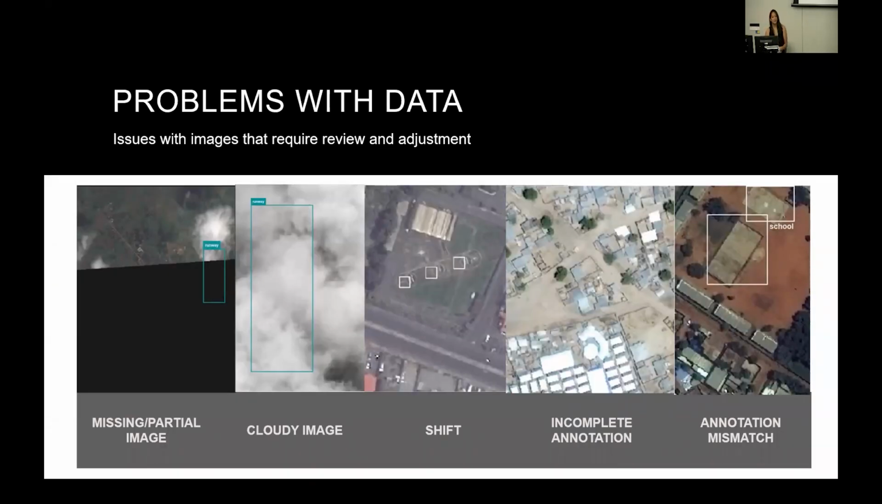Problems you'll run into with this is there's still going to be issues that require review and adjustment, right? You could have missing or partial imagery. You could have the feature totally obscured by clouds. There could be a shift from where it was mapped and where the image is showing the feature. The area could be completely annotated, missing some, or incorrectly annotated.